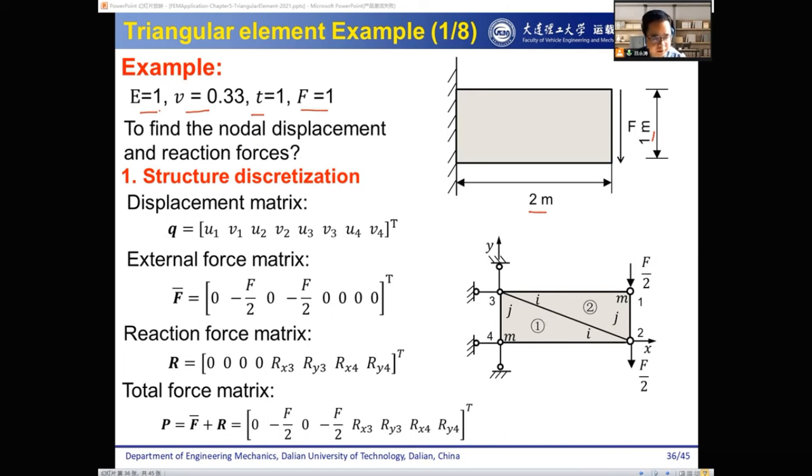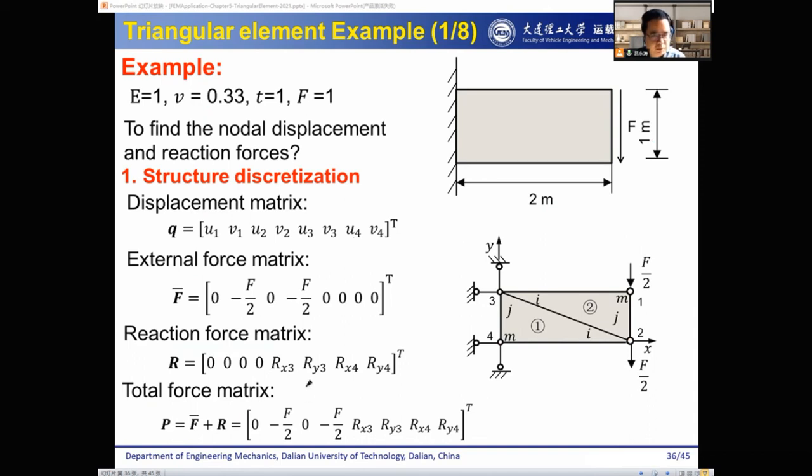For the calculation, we need to write out the displacement matrix for the entire structure. We have 4 nodes, and each node has 2 degrees of freedom, so we have 8. And we have the external force matrix, which is the external force at node 1 and node 2, half of F. And we have the reaction force matrix, which is the reaction force at node 3 and node 4. Then we put them together, and we have the total node force matrix.